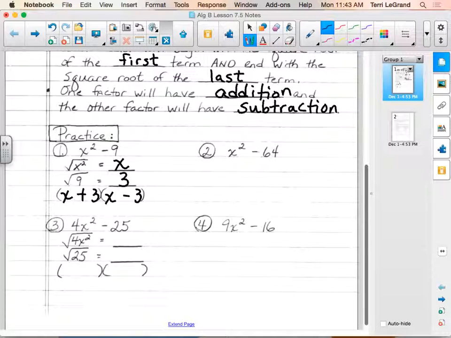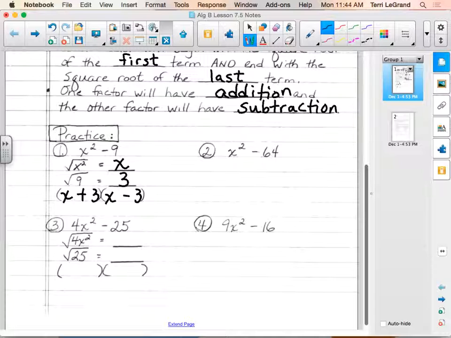F-O-I-L. So we have our first term, what is our F step in this one? X times X, okay, because it's X plus 3 times X minus 3. So that's X squared, right? Okay, what's the O step? X times negative 3, the outside terms. So that is negative 3x. What's the I step? 3 times X, and that is 3x. And what's the L step? 3 times negative 3, which is negative 9.